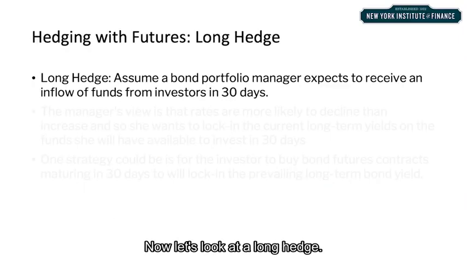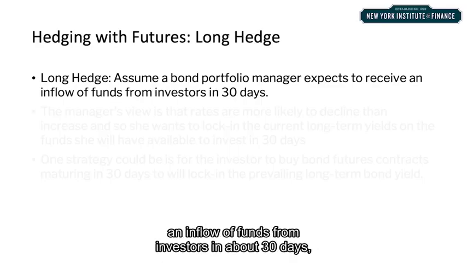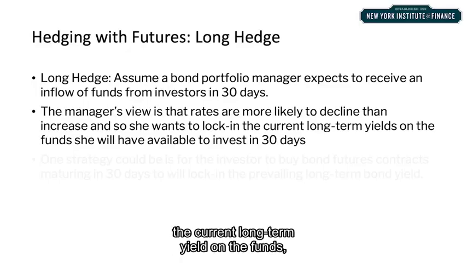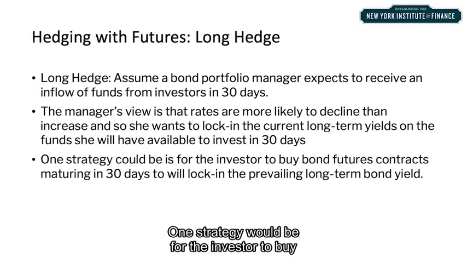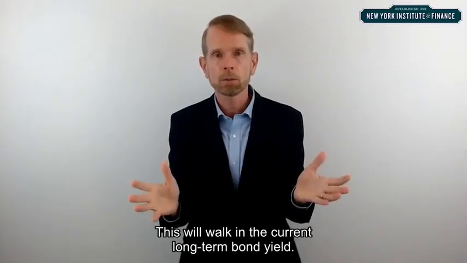Now let's look at a long hedge. Assume a bond portfolio manager expects to receive an inflow of funds from investors in about 30 days. The manager's view is that rates are more likely to decline than increase, so she wants to lock in the current long-term yield on the funds she will have available to invest in 30 days. One strategy would be for the investor to buy bond futures contracts maturing in 30 days. This will lock in the current long-term bond yield.